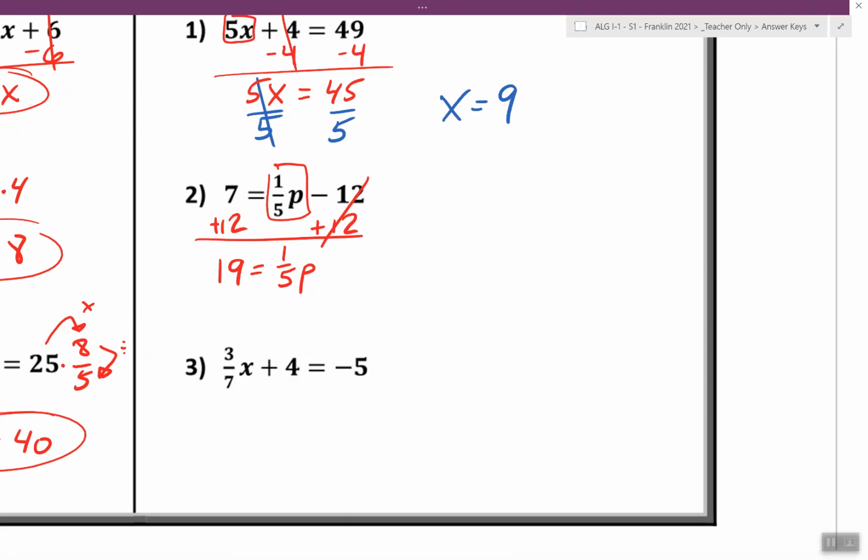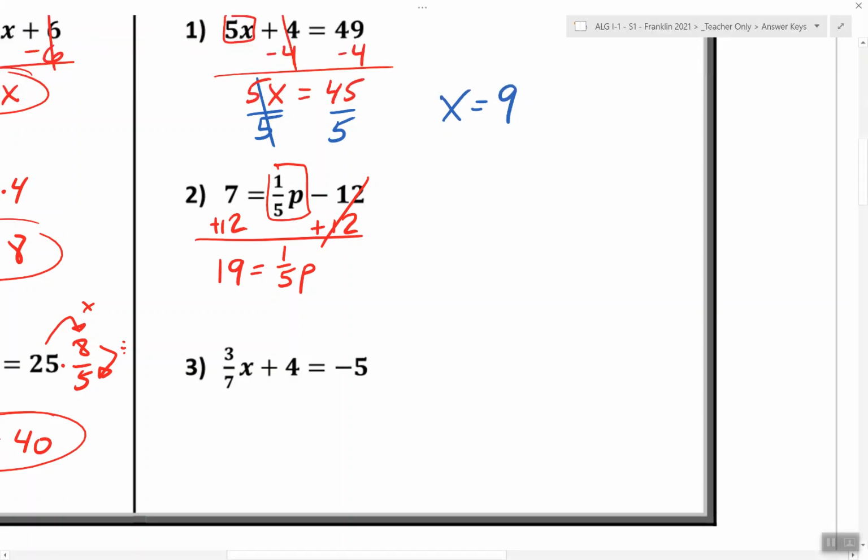Okay, now the opposite of 1/5. So remember before we flipped the fraction and multiplied. So the opposite of multiplying by 1/5 is multiplying by 5 over 1. So 1/5 times 5 is 1, those cancel out. We end up with p equals, and then 19 times 5 divided by 1, that is 95. 19 times 5 is 95.